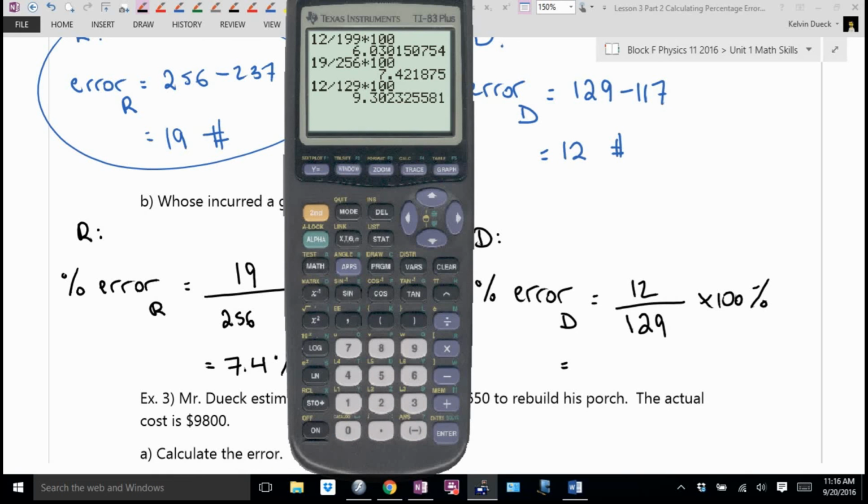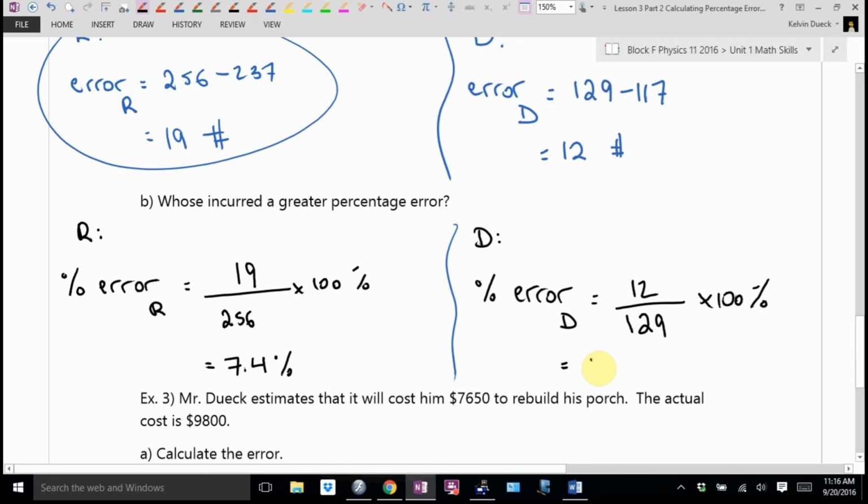9.3. So whose scale is more accurate? Even though, what did I say, Reginald? Even though the R scale made a bigger actual error of 19 pounds, it's more accurate as a percentage. 9.3%.